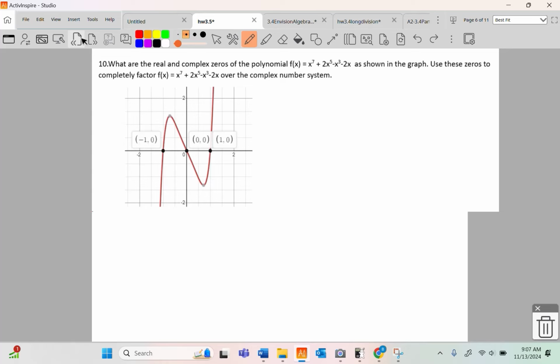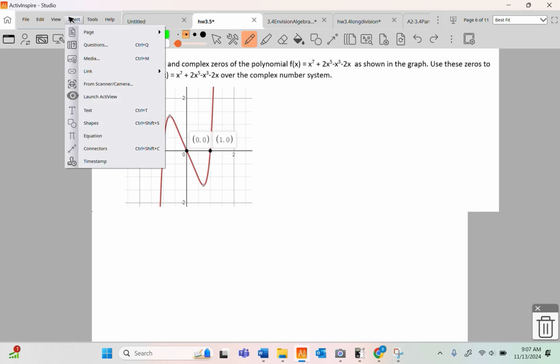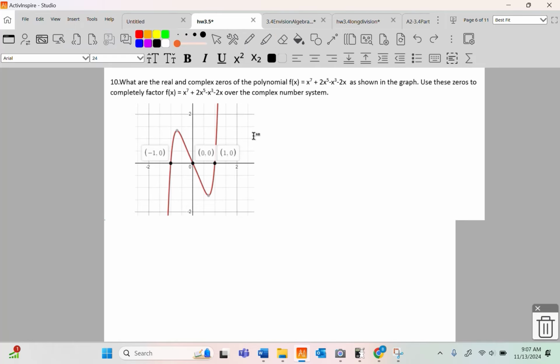I pulled that straight out of a textbook. Apparently nothing special about it. I'll do 10. What are the real and complex zeros of this polynomial as shown in the graph? Use these zeros to completely factor this thing over the complex number system. So let's see what happens if we pull out these zeros. We may have to check for multiplicity.